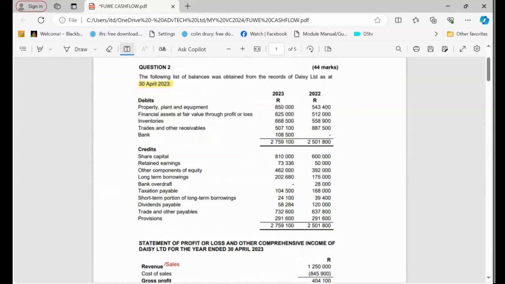Do you see inventory? Yes, there it is. How much is the inventory at the beginning, like the opening balance? It would be 558,900. And then at the end, obviously, how much is it? 668,500. Can you see that? Yes, I see.